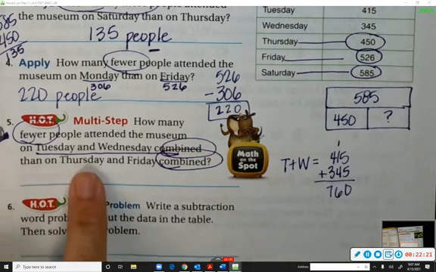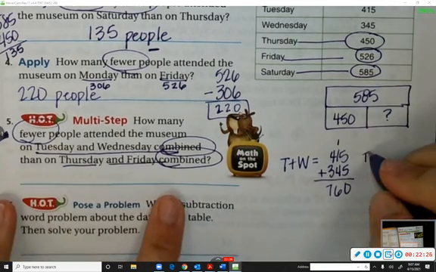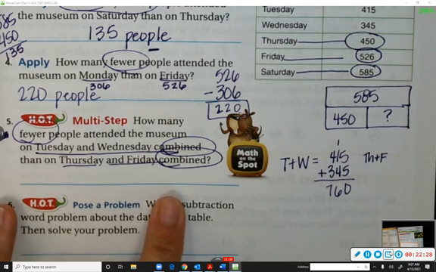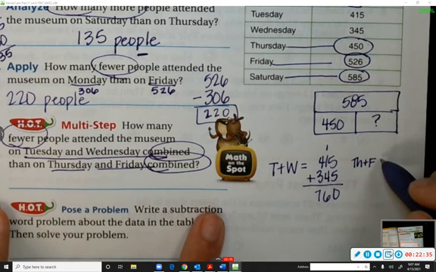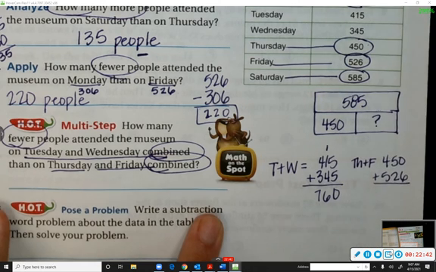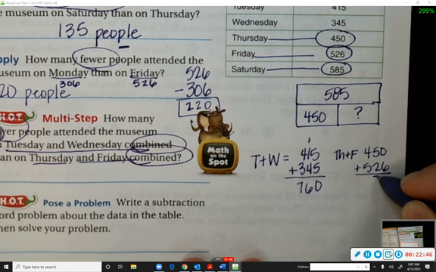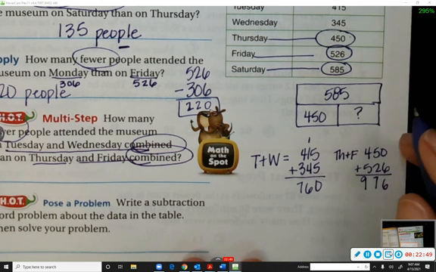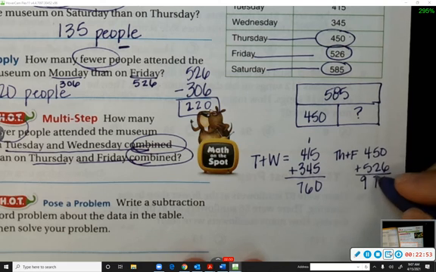Okay, so we need to combine Thursday and Friday next. So Thursday plus Friday, making sure we use the correct numbers. So 450, 526. Okay, add those up. And what'd you get? Good, 976.